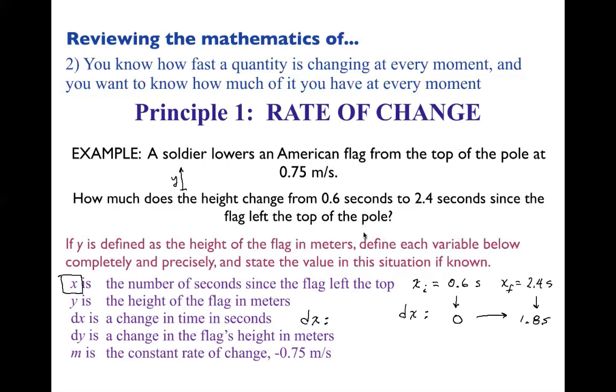So one answer to this question is, in this situation, dx is 1.8 seconds. It's the amount of variation from 0.6 to 2.4. That's absolutely right. dx is 1.8. But we want to take it a step further also and say, hey, look, starting from 0.6 to 2.4, dx actually varied from 0 to 1.8. Does it make sense?